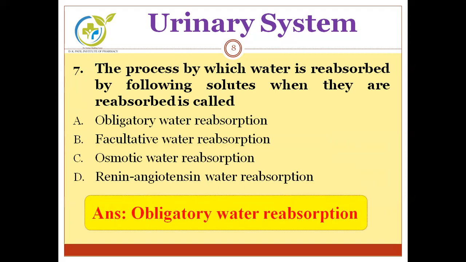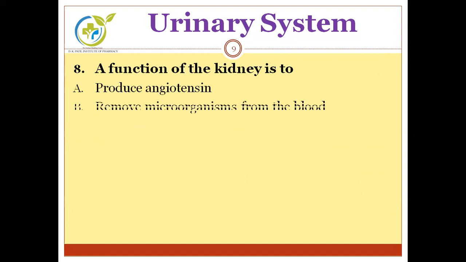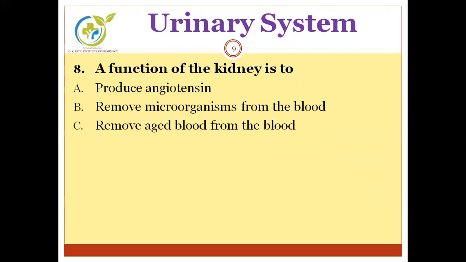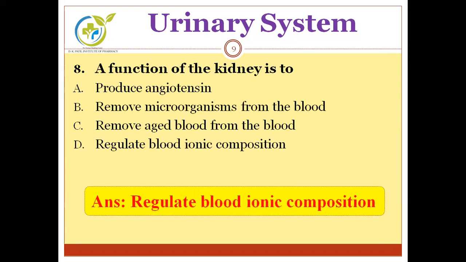Moving to the next question. The function of the kidney is to, options are produce angiotensin, remove microorganisms from the blood, remove aged blood from the blood, regulate blood ionic composition. You have to find out the function of kidney. And the correct answer is regulate blood ionic composition.